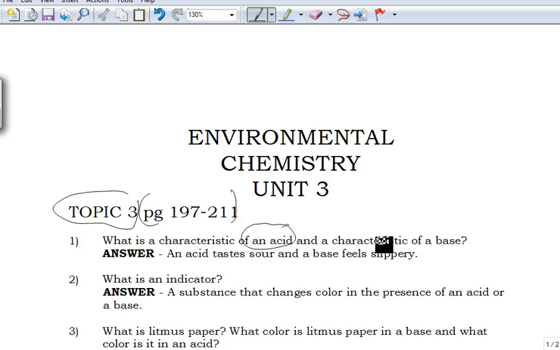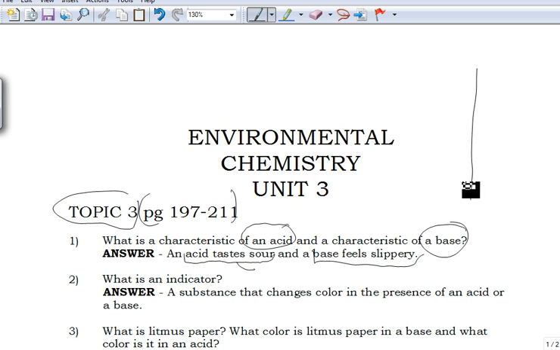Characteristics of acid versus base. So the first characteristic, which is silly, but it's taste. It's silly because you shouldn't taste an acid or a base. So an acid tastes sour and a base tastes bitter and feels slippery. The other thing about these is what they do to litmus paper, which we'll get into later.